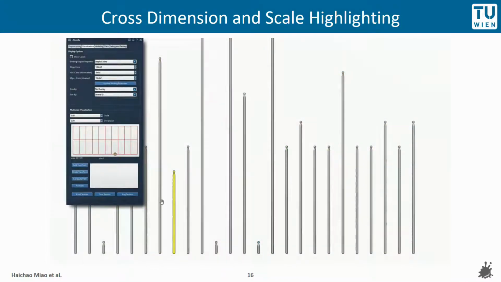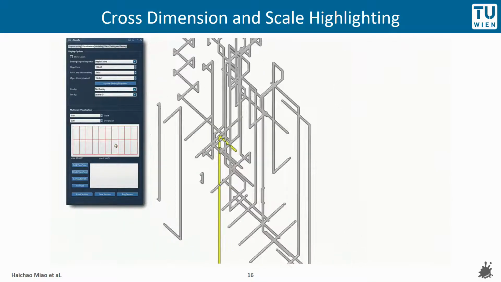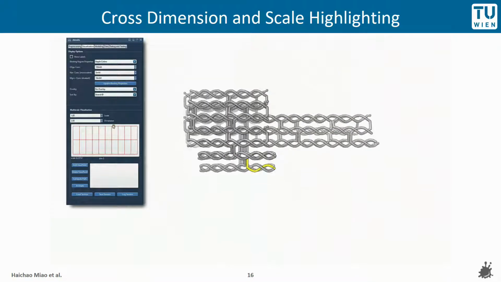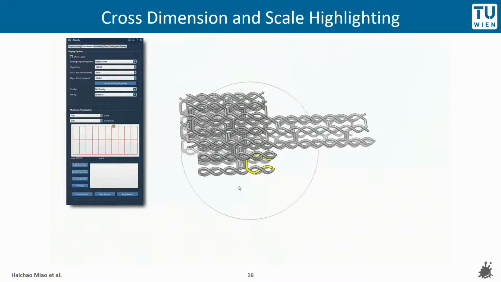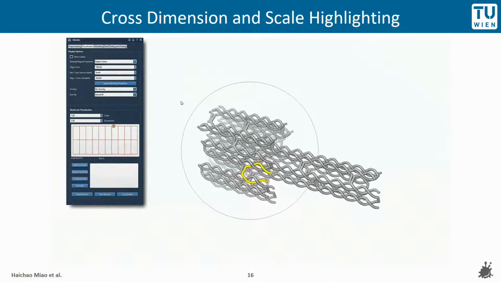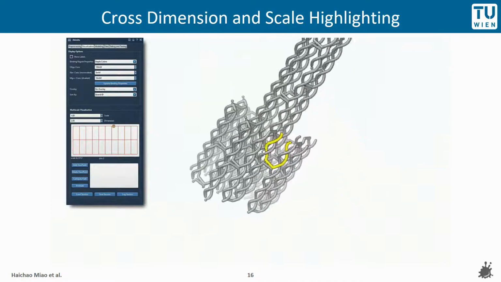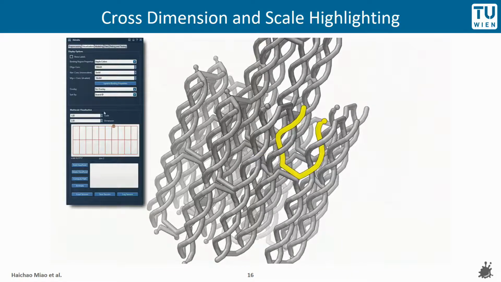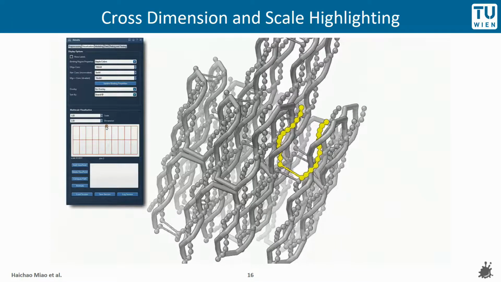This is another thing that is very important for our domain scientists. So here in 1D, we can single out each single strand, and then we can transition to 3D. As you can see, next I will decrease the scale so you can see the atomic details here. So this is the typical brushing and linking operation, but through transitions.